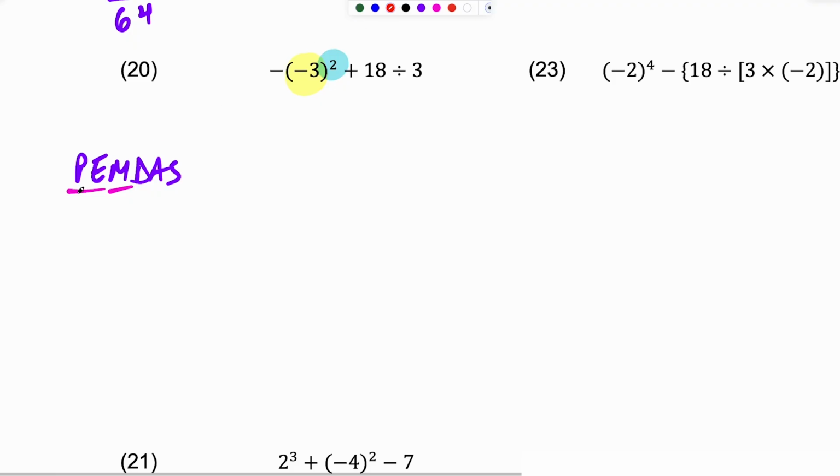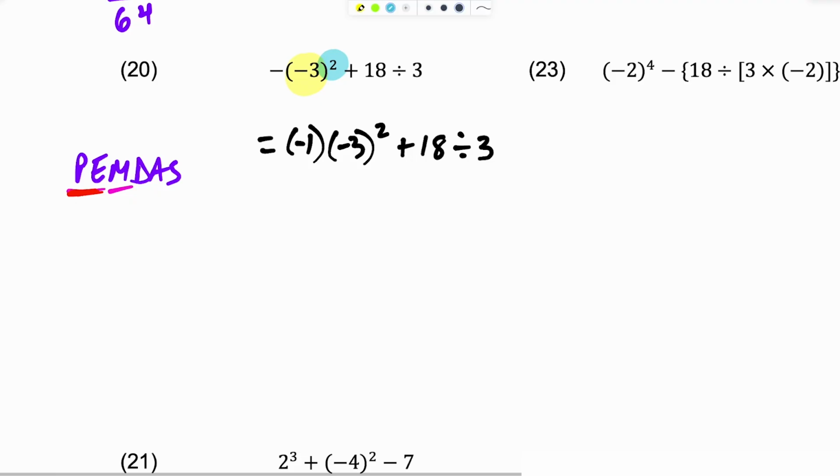So I'll just make that a different color. We do parentheses and exponents first, then multiplication. If we want, we could see another way to read this. This is the same thing as saying -1 times -3 squared plus 18 divided by 3. That extra minus in front is a lot like saying -1 times parentheses -3 squared.